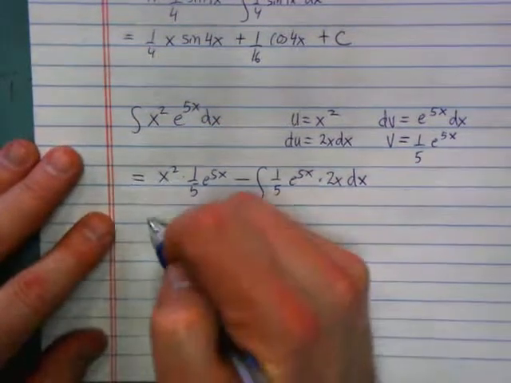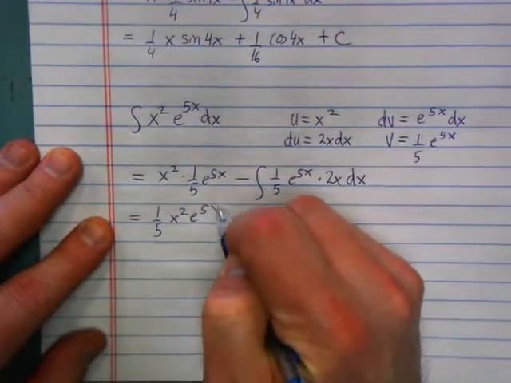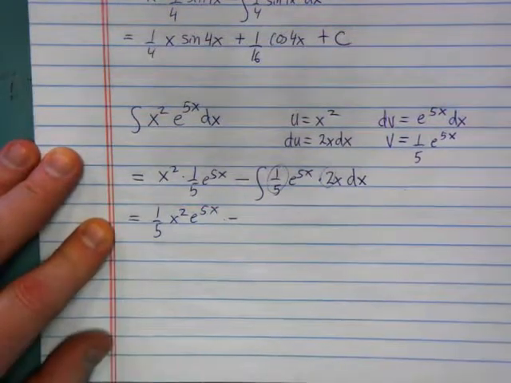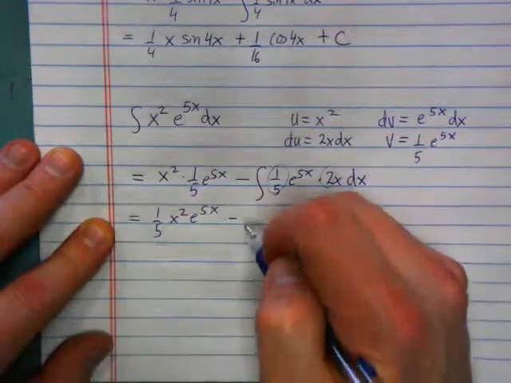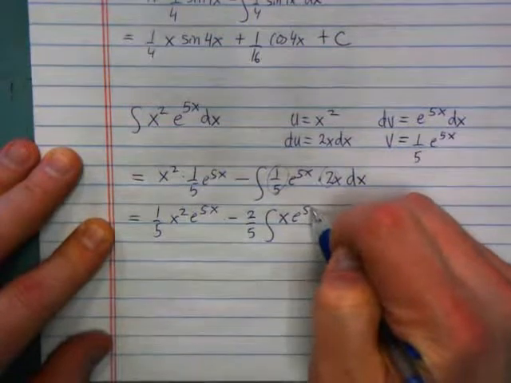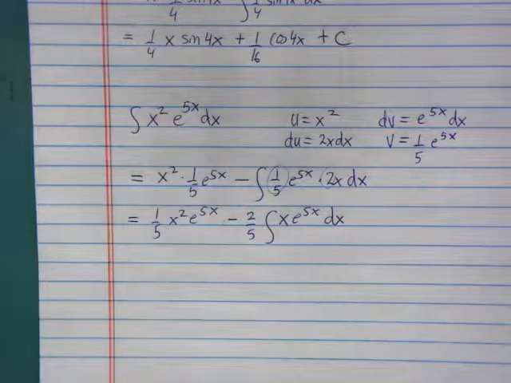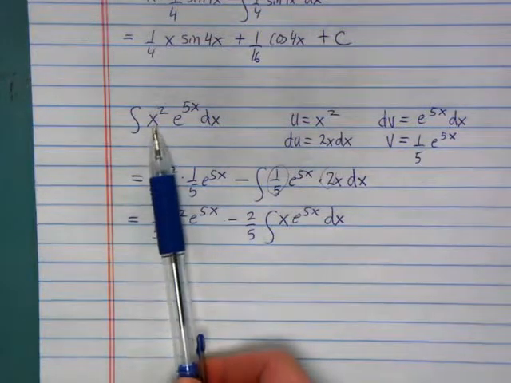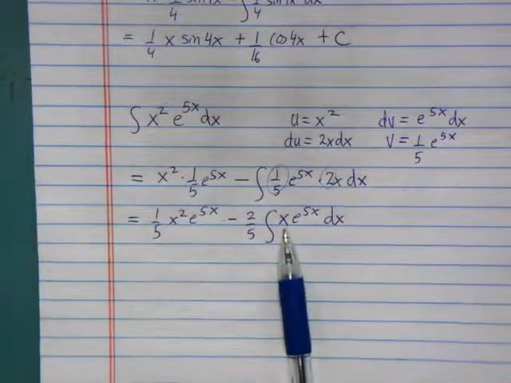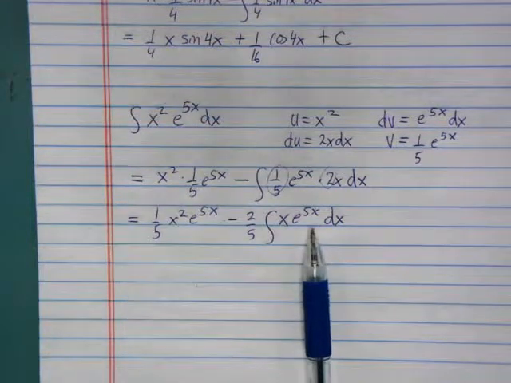All right, so I'm just going to rewrite this slightly. I'm going to write this as 1/5 x squared e to the 5x minus, I'm going to take this 2 and this 1/5 and pull them both out. That becomes a 2/5 integral x e to the 5x dx. So notice what happened. In our original integral, we had x squared e to the 5x. In our new integral, we have x e to the 5x. Has it gotten better? It has gotten better.